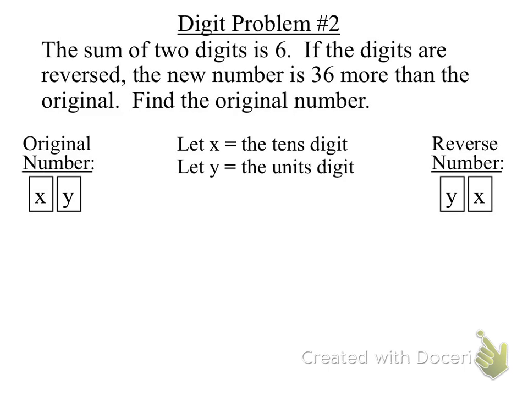Can we translate anything without doing anything at this point? What's the easiest to translate? I want to hear from somebody else. Without finding any value, making any value statements, what's the easiest to translate there? X plus Y equals 6. Perfect. The sum of the digits is 6.